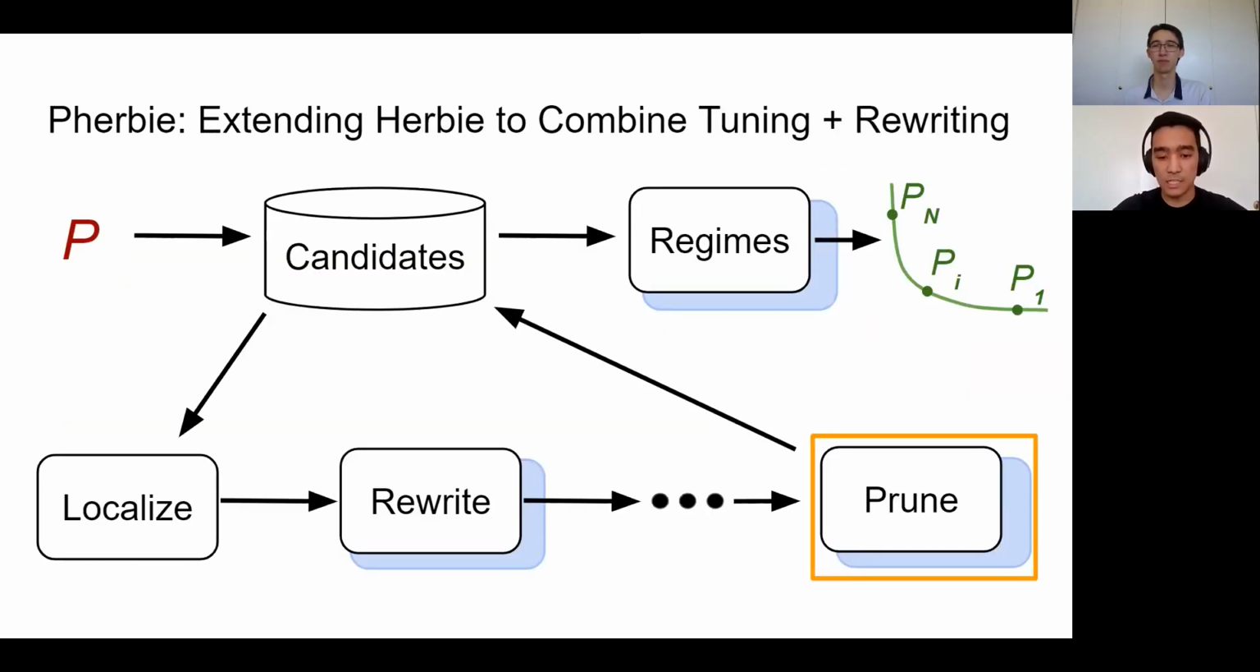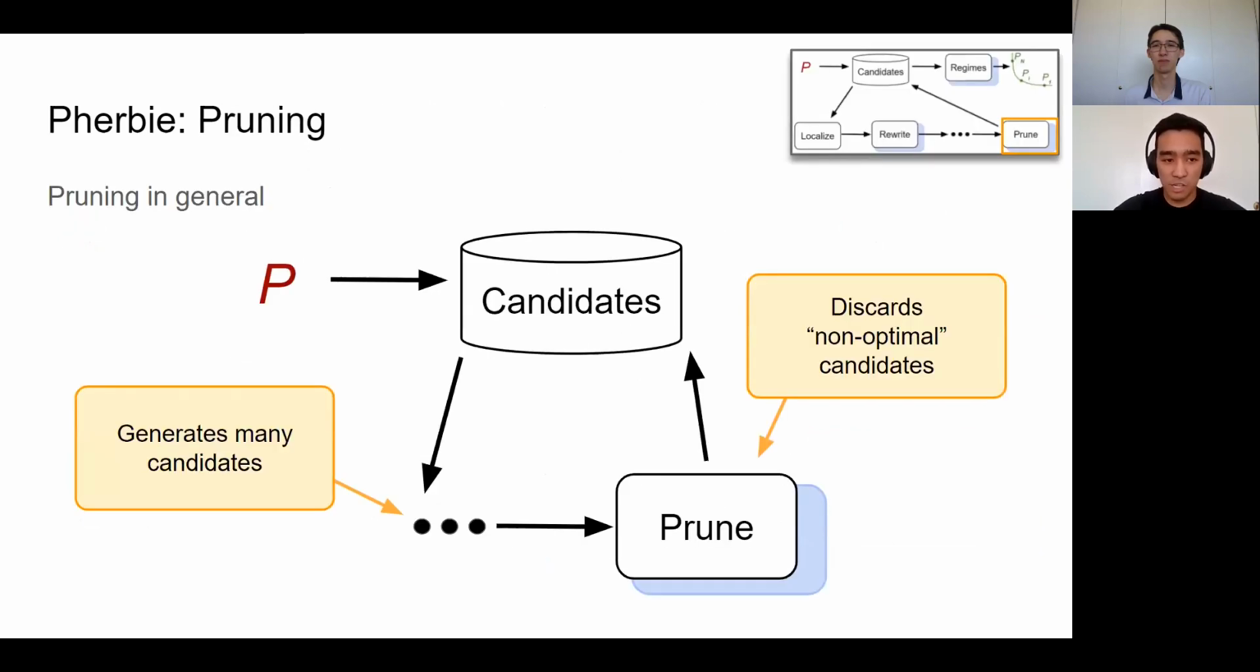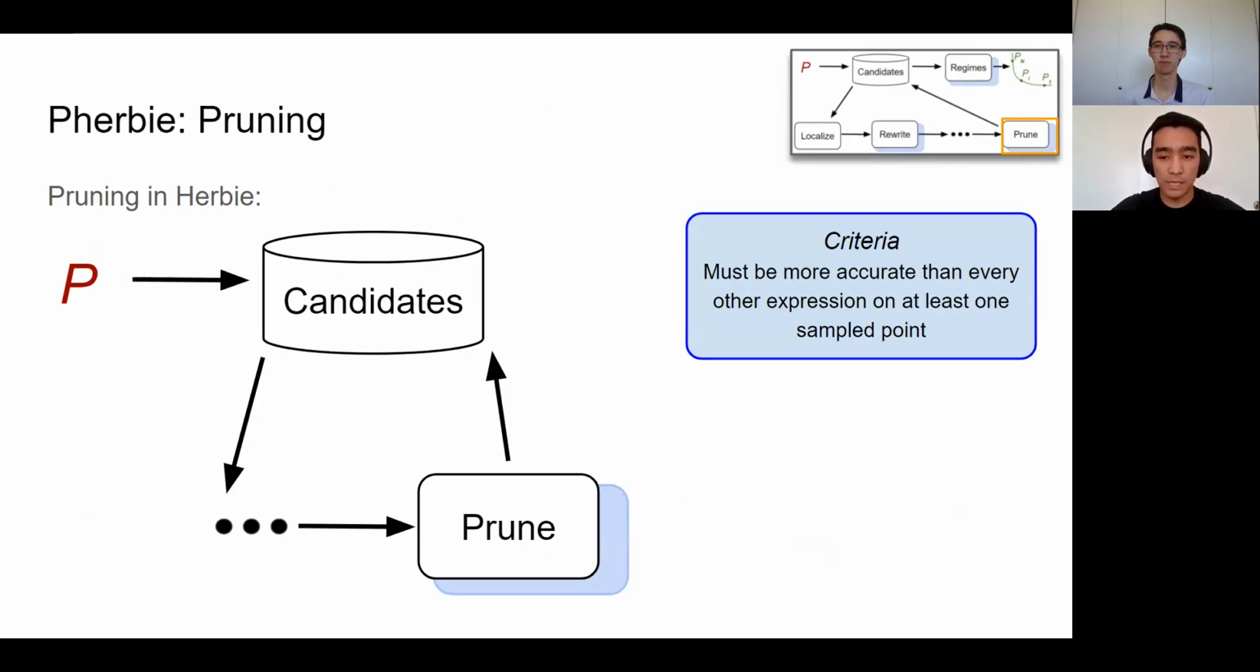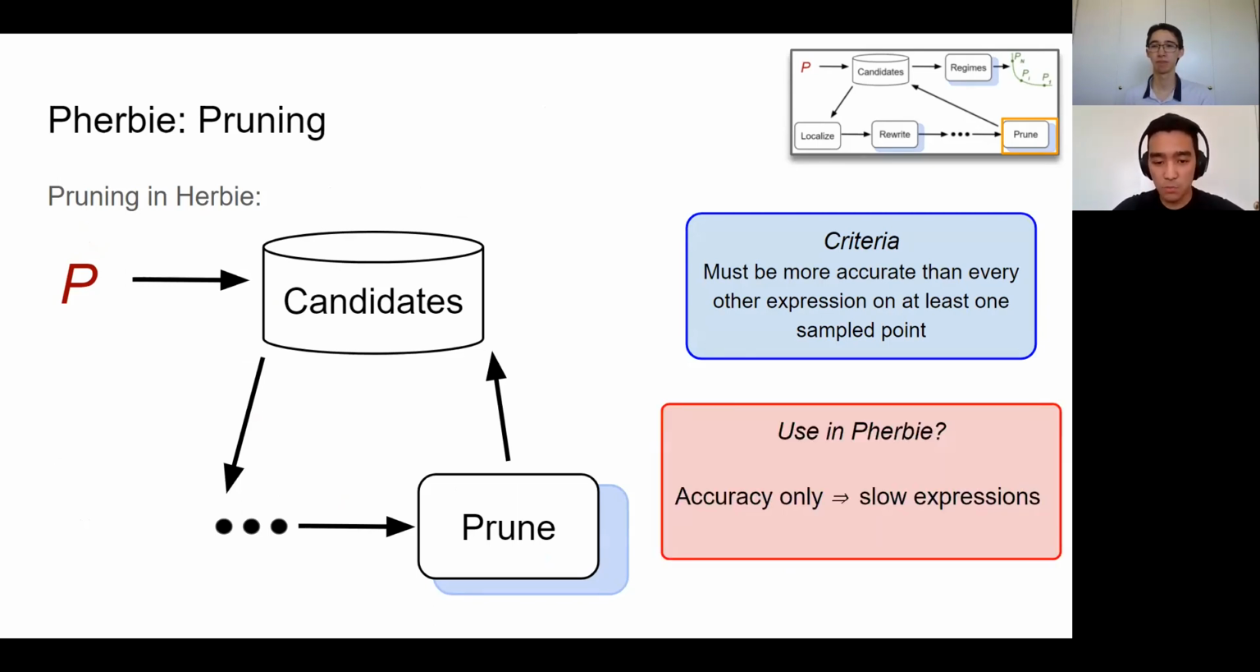Once we generate all these candidates, we need to filter them. Now, in general, pruning takes the many candidates that were generated and discards the non-optimal ones based on some criteria. So in Herbie, that criteria is a candidate must be more accurate than every other expression on at least one sample point. Now, will this work in Pherbie? Not quite. Because we're pruning by accuracy, the table will become biased towards slower expressions. One or two term polynomials will probably be thrown out of the table, and we want to keep those.